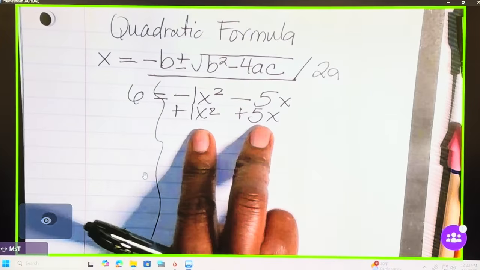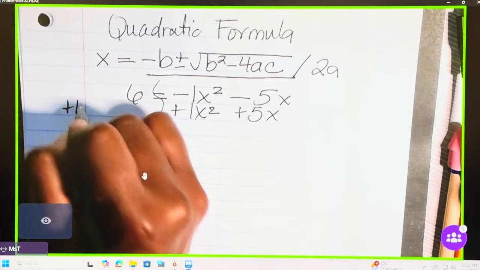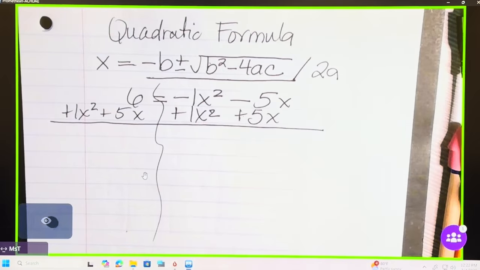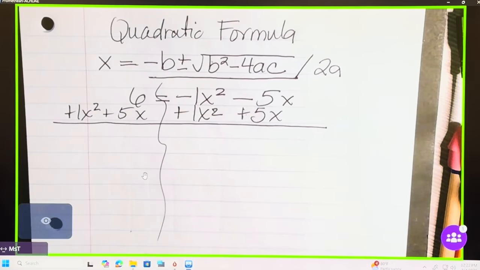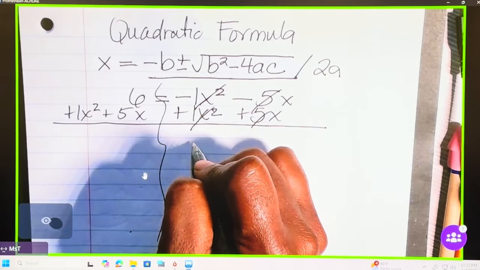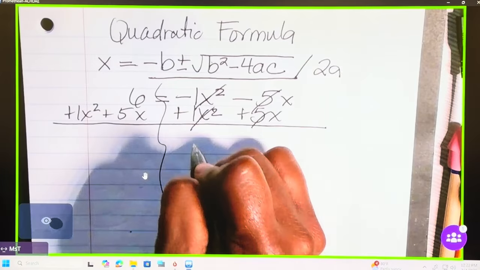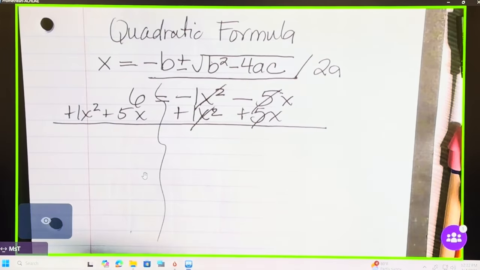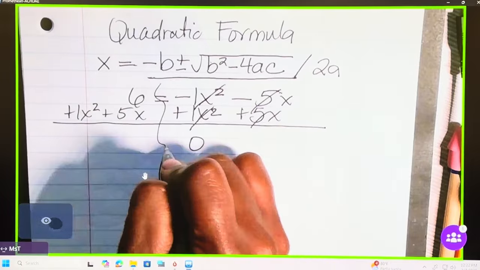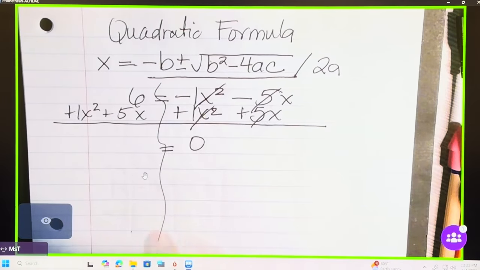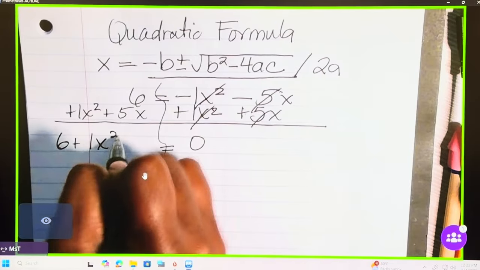So whatever you do to one side, you must do to the other. So I'm going to put plus 1x squared plus 5x. And I'm going to draw my line. Does everybody understand what I just did? Any questions? Armani, you good? All right. Now what happens to these two? They cancel out. What do I have over here to the right? Class, what do I have over here to the right? What happens to these? Okay, now y'all with me. What do I have over here to the right? Thank you. Equals 0, right? Now, what do I have over here on the left? 6 plus 1x squared plus 5x.